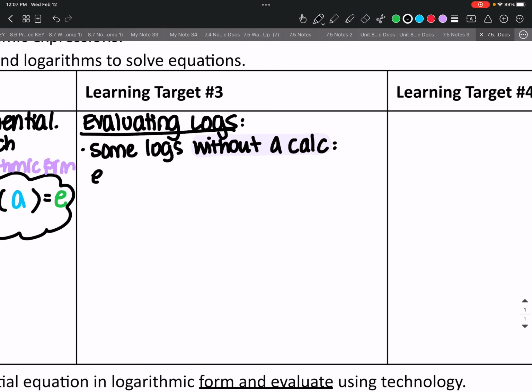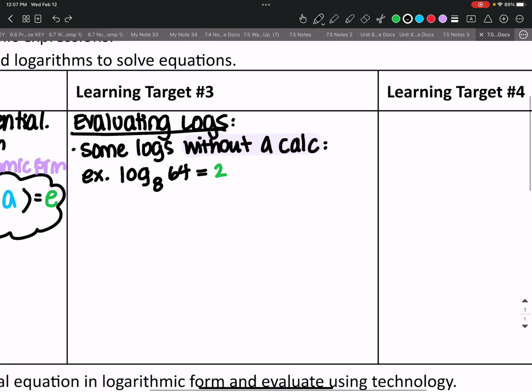So for example, if I wanted to do log base 8 of 64, this is asking what do I have to raise 8 to get 64? That's a well-known answer. The answer is the exponent of 2. I have to raise 8 to the second power to get 64. But some logs you're going to need your calculator for because it's not that easy. So you'll need a calculator.